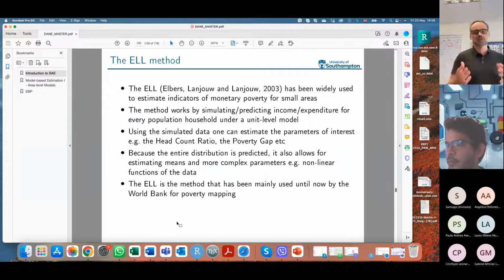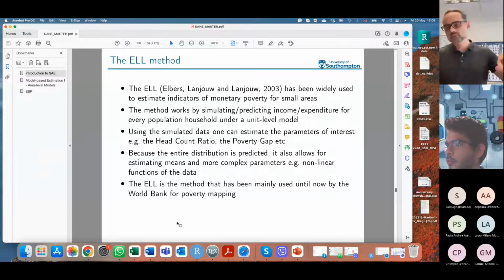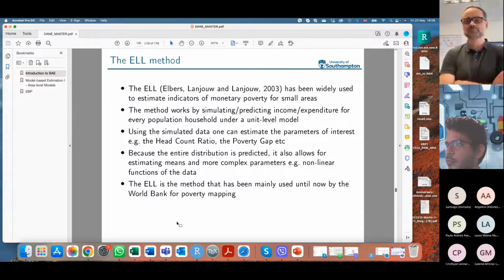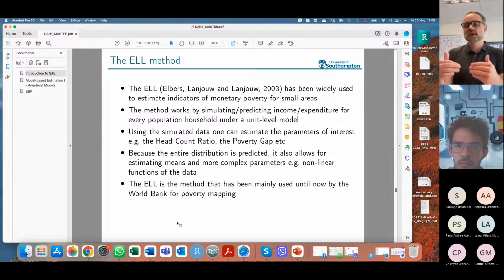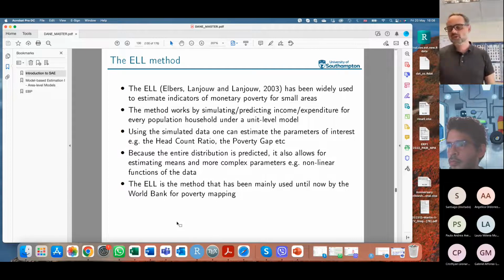So basically, you assume a model. And by assuming the model and by having access to the census microdata, you use the model to simulate an entire synthetic population of households, and effectively that simulated data set, that simulated synthetic census, is the one that you use in order to estimate what you want to estimate.